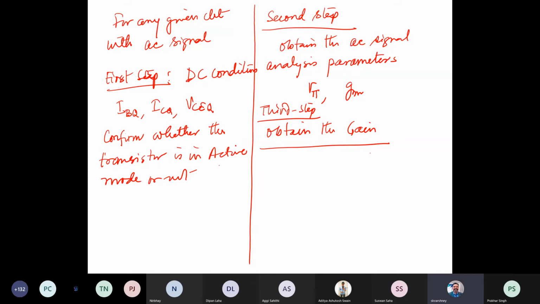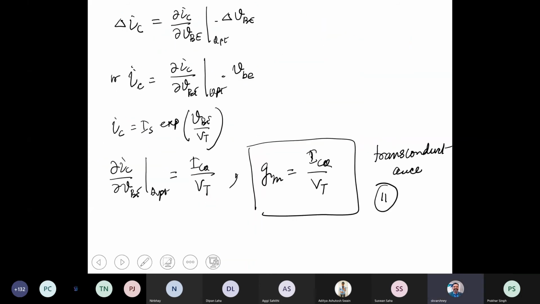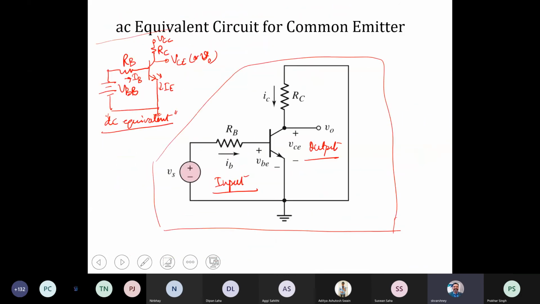Then let's do the third step. I'm considering the same circuit which we have, this circuit here, which has one resistor at the moment. There's an input resistance R pi which exists between the base and emitter, and of course there is an output resistance R naught, which we can calculate from the slope.